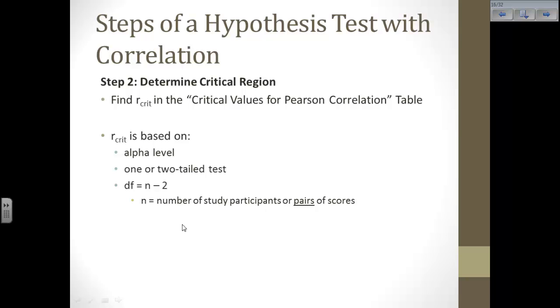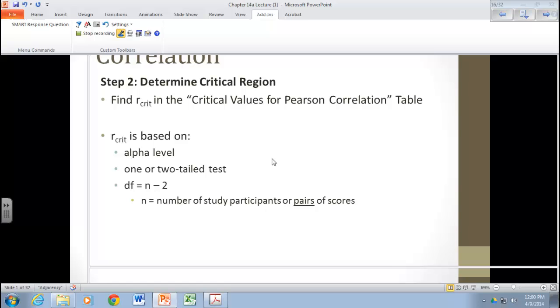For step 2, you need to determine your critical region. Basically, you're going to find R-crit, which tells you the correlation that you would expect to see just randomly due to chance 5% of the time if your alpha level is 0.05, or 1% of the time if your alpha level is 0.01, and that sets the cutoff for significant values. So if you calculate a correlation coefficient in step 3 and it falls within that critical region, then you know that the probability of getting that correlation just due to chance, even if there is no relationship between the variables, is less than whatever your alpha level is. All right, so I'll show you the table for R-crit.